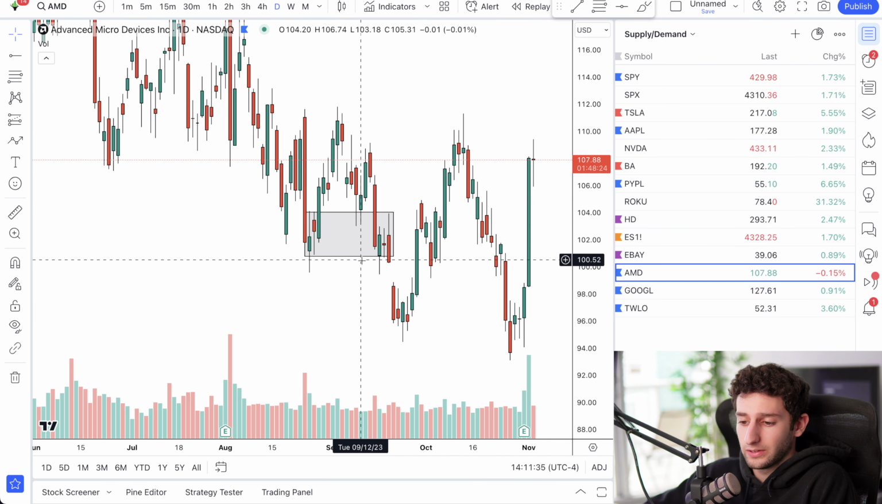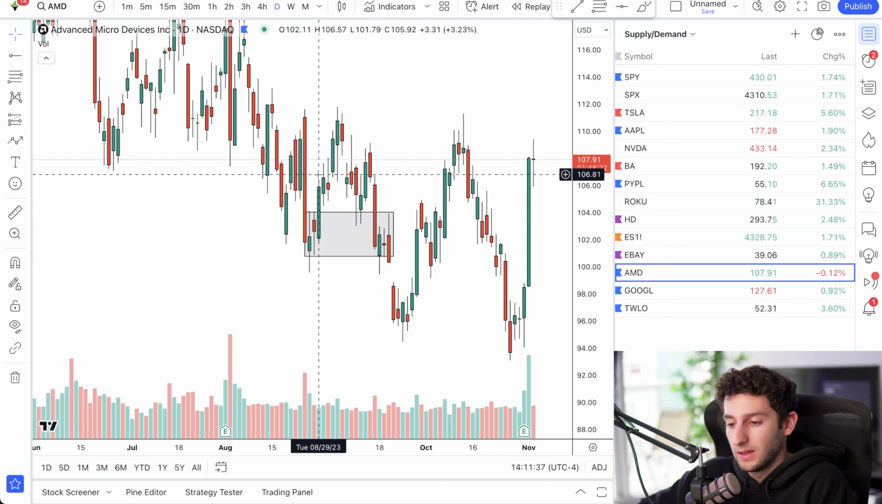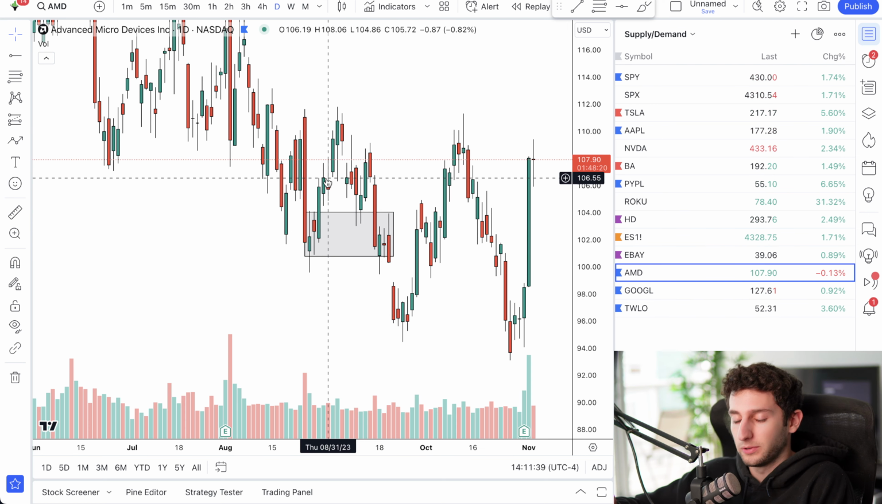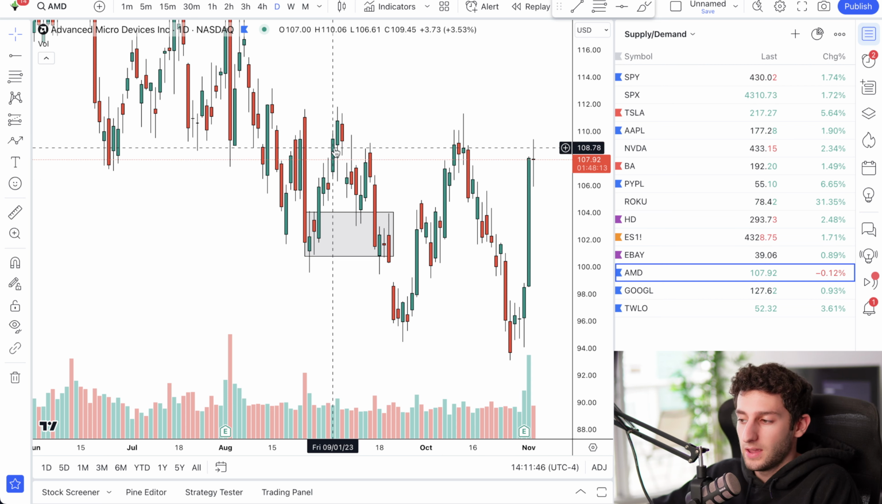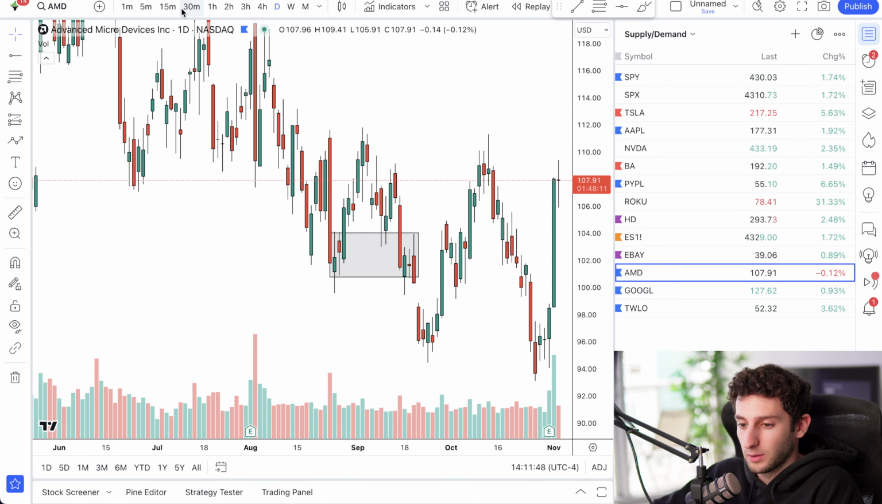Now I need to ask myself, we're coming into daily demand, but I don't want to risk 4 points on AMD. I also want to get more specific. I want a better entry, better risk reward, and better confirmation that this demand zone is actually going to hold. That's where this comes into play.